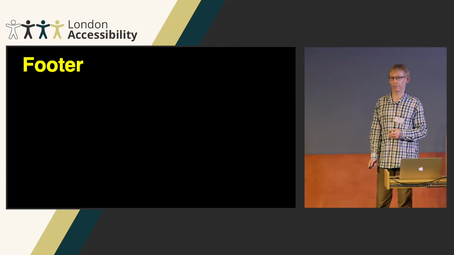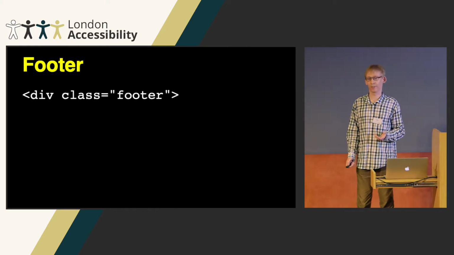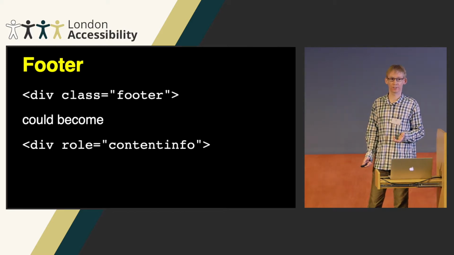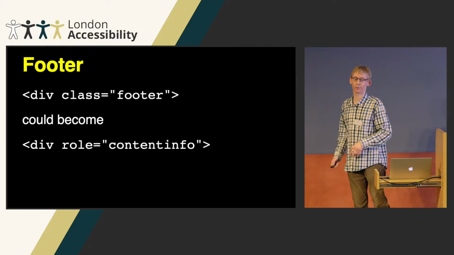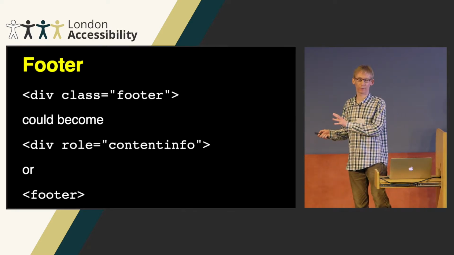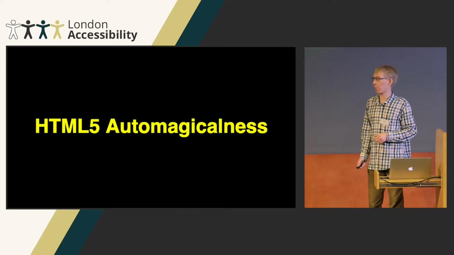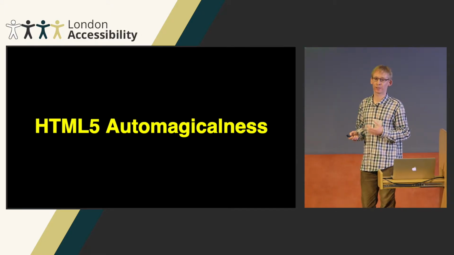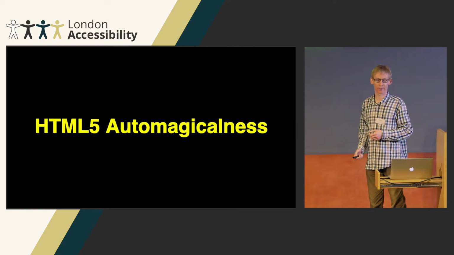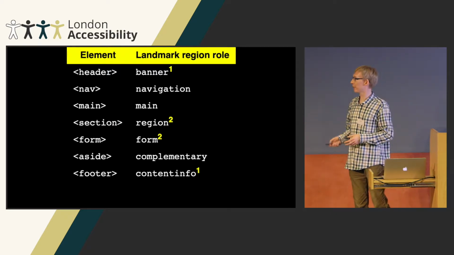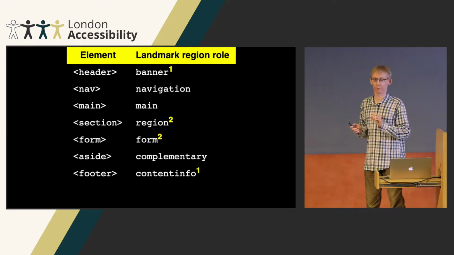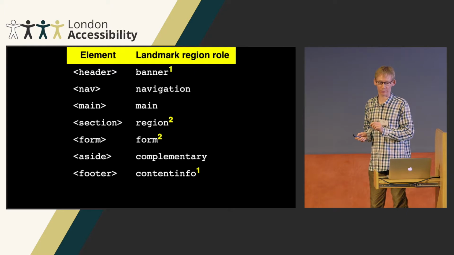And it's very similar for other elements like footer. You might have a div with a class of footer. You could give it a role of contentinfo instead. That's the landmark that corresponds to footer. Or you could just give it a footer element and it will provide that role for you. And HTML5, as I say, brings these landmark roles automatically. So it's a bit of auto-magicalness provided by HTML there. If you use any of these elements, then you get the landmark roles for free, with some caveats, but actually they're really helpful ones, as we'll see.